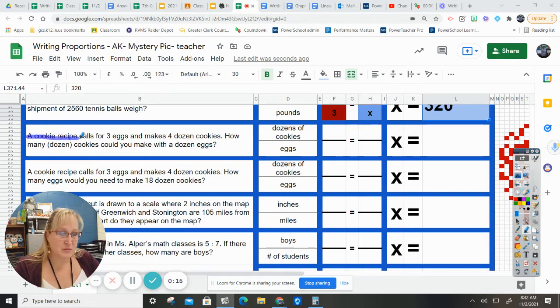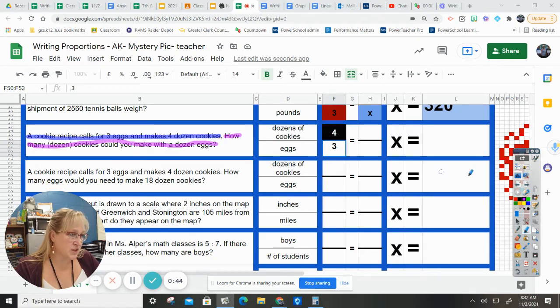A cookie recipe calls for 3 eggs and makes 4 dozen cookies. Well, I know eggs and cookies, which is what they're saying up here. So I'm going to fill in that first set of data. 4 dozen cookies is 3 eggs. And we're going to continue. How many dozen cookies could you make with a dozen eggs?